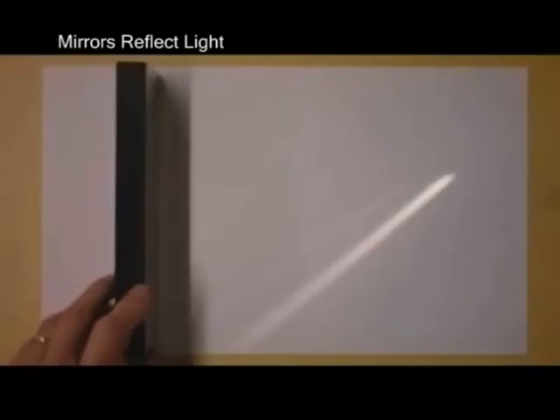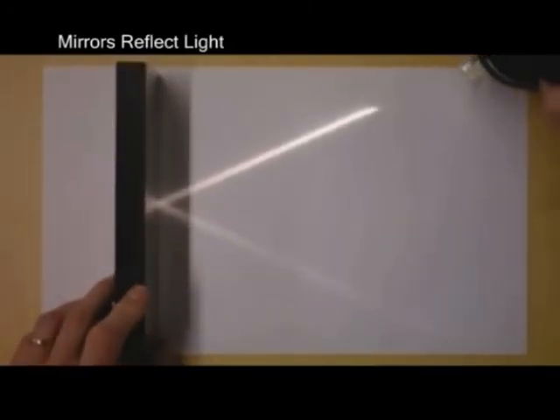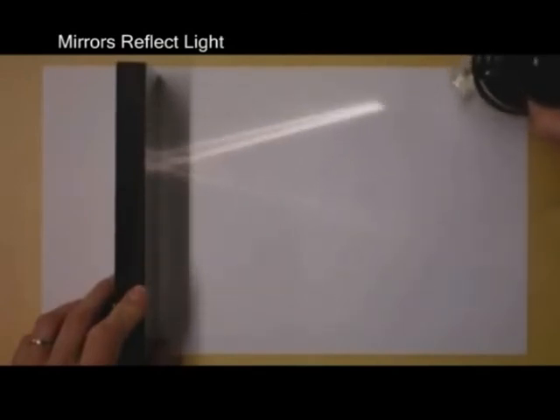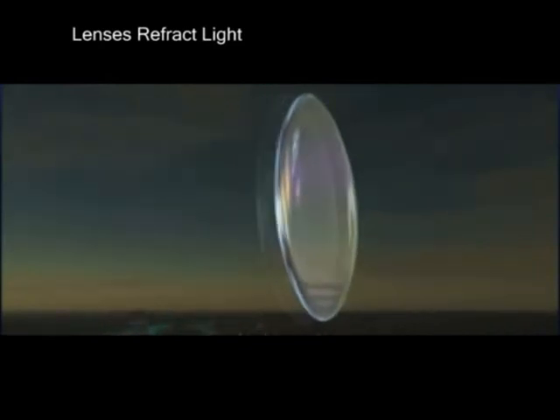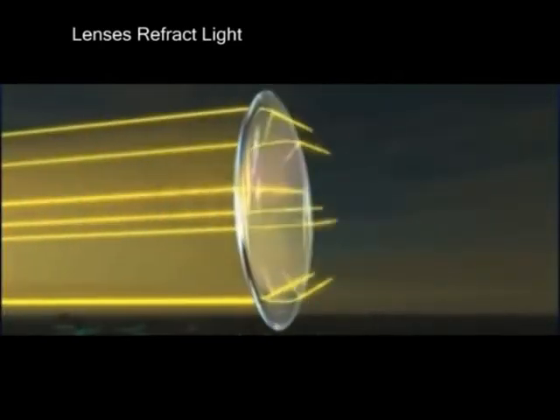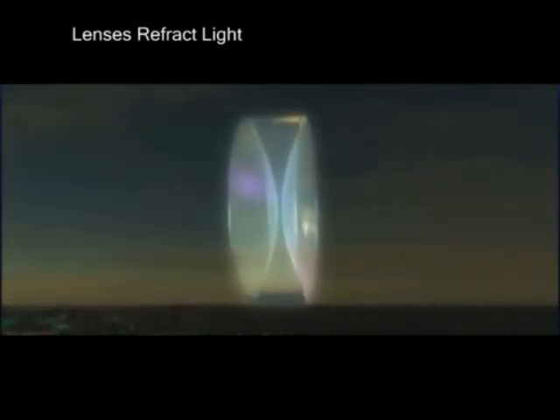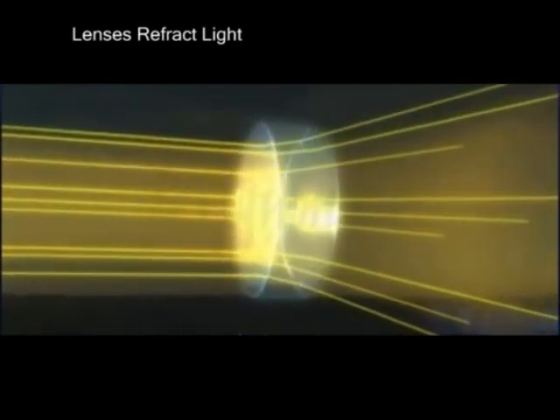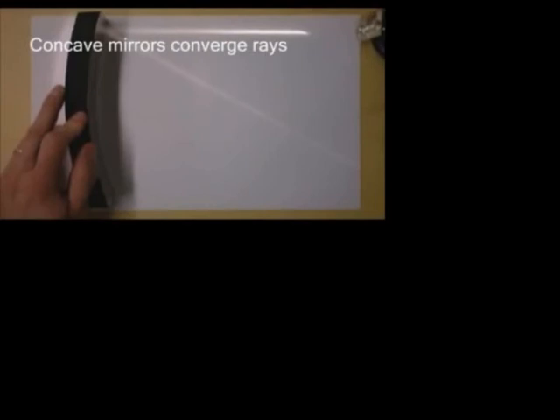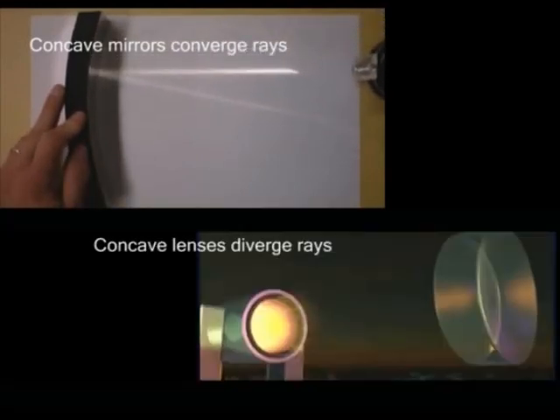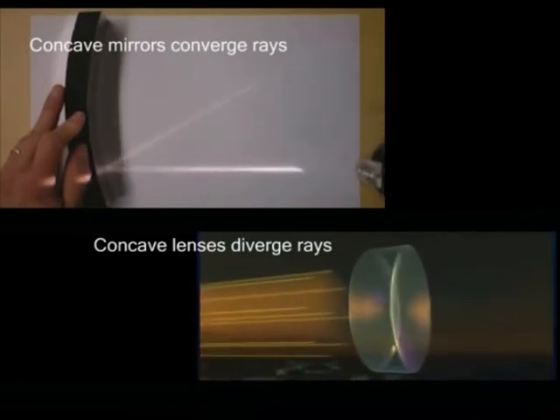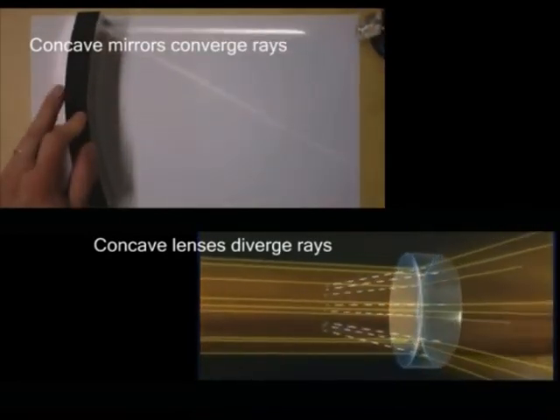Now, before winding up, 2 important things to remember all the time regarding mirrors and lenses. First, mirrors reflect light. That is to say, light rays hit a mirror surface and bounce back. But lenses refract light. That is to say, light rays pass through lenses but bend or change direction when they do that. Second thing, and this is very important, concave mirrors converge the rays after reflection, but concave lenses diverge the rays after refraction, the exact opposite.